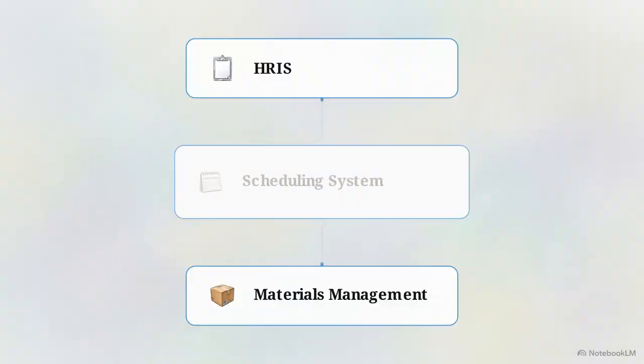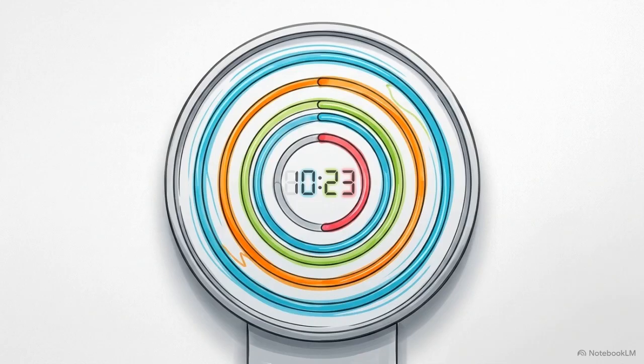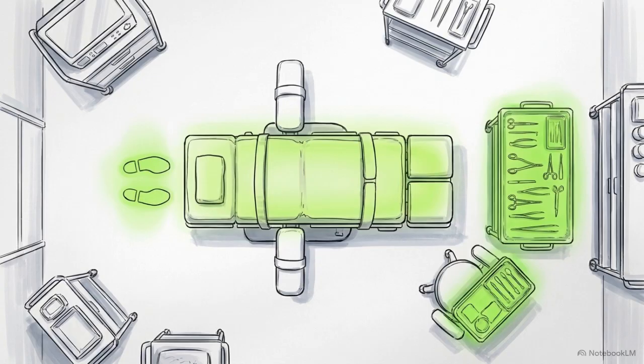Both the personnel data from the HRIS and the supply data from materials management must converge into a centralized scheduling system. The scheduling system's job is absolute synchronization. It ensures the credentialed surgeon, the physical operating room, and the sterilized equipment all arrive at the exact same moment.